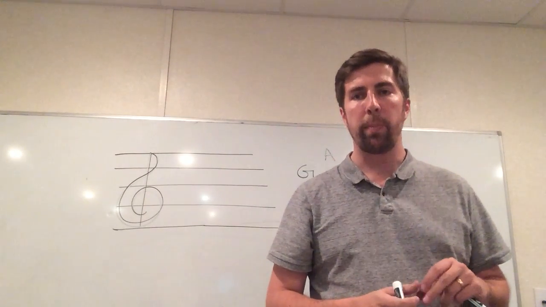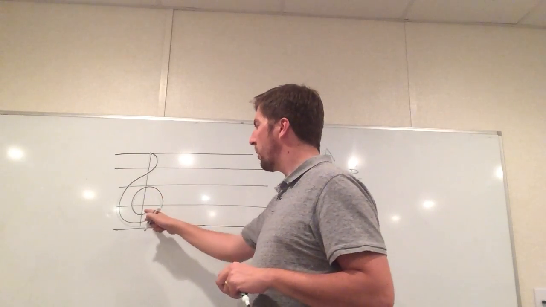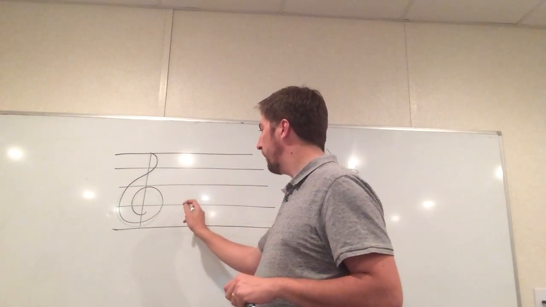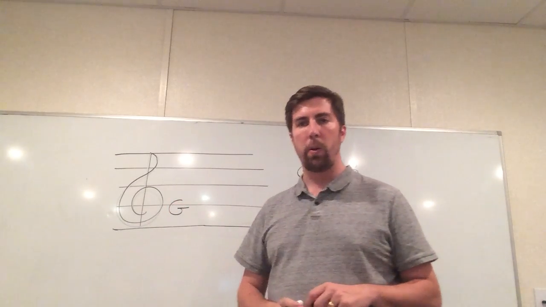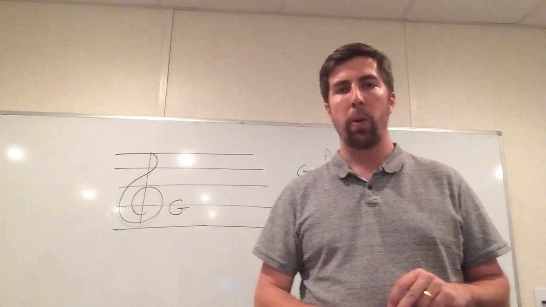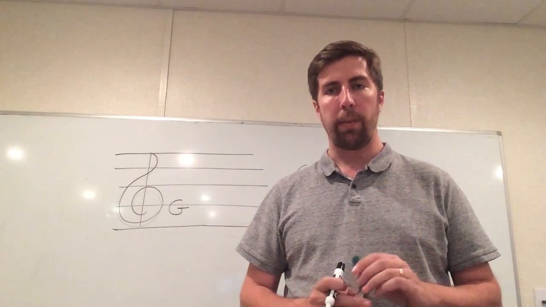So this is a treble clef. The treble clef is actually just a fancy looking G. It's the letter G, and it squiggles around the second line of the staff and tells you that this note right here is called G. Now that G is not the open G string. That note G is the 3rd finger on the D string.